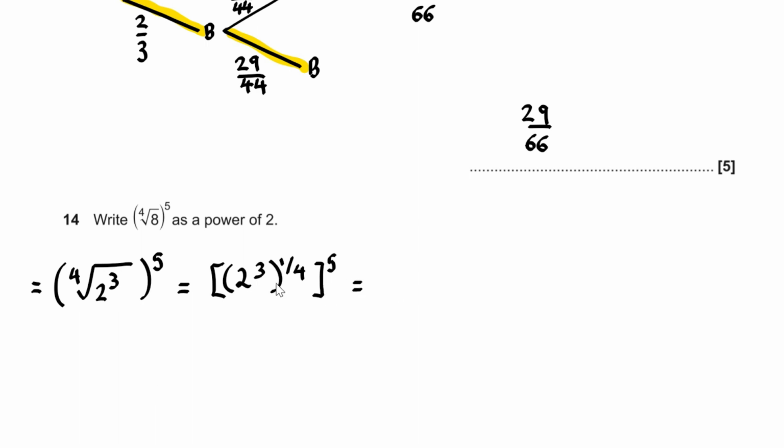So timesing the powers, because we've got base to a power to another power, we'd have here 2 to the power of 3/4 to the power of 5, and then again multiplying the powers, because we've got a base to a power to another power, we'd have 2 to the power of 15 over 4. So we have 2 to the power of 15 over 4.